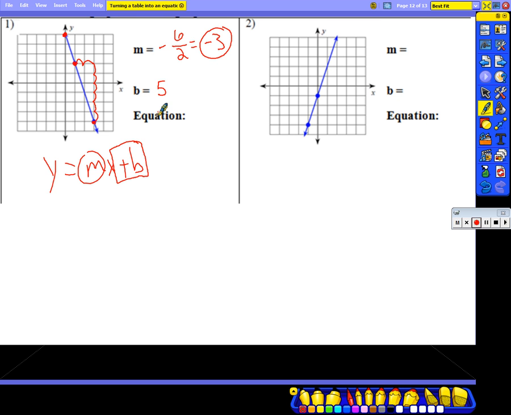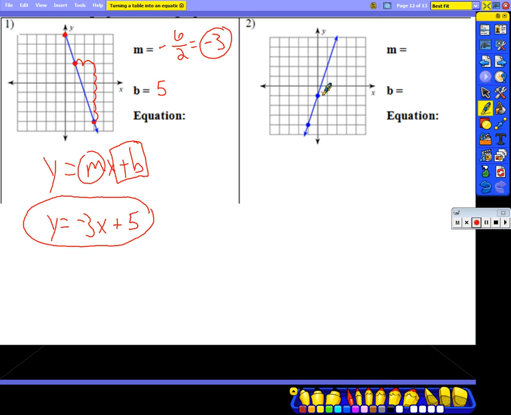So whenever I create my equation, it's going to be y equals m, which is negative 3, x, and then plus b, which is a positive 5. So plus 5. So this is my equation for number 1. Let me move on to number 2.